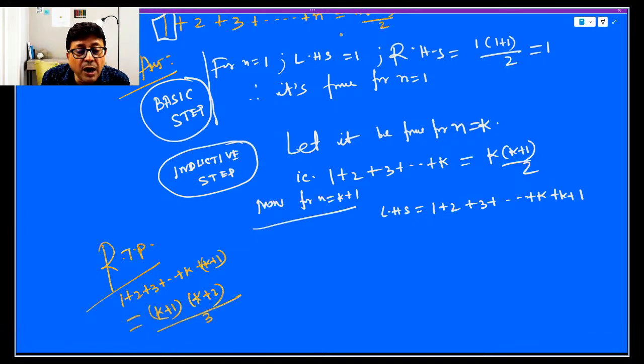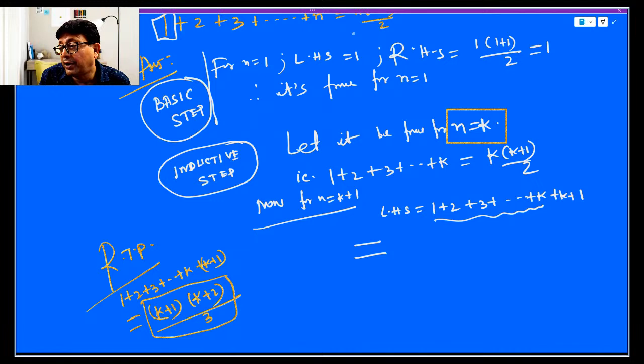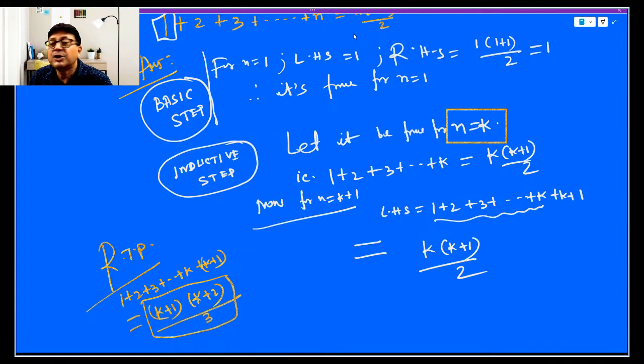LHS is like this. How to reach this one? This is the principle of mathematical induction, no? True for n equal to k we have assumed. For that we are going to prove that it is true for k plus 1. So let us start with n equal to k plus 1. Till this you have assumed that it is k into k plus 1. By assuming true for n equal to k, it will be true for k plus 1 also. So till this, we have k into k plus 1 by 2 plus k plus 1. Clear?